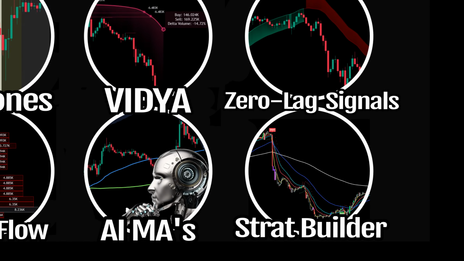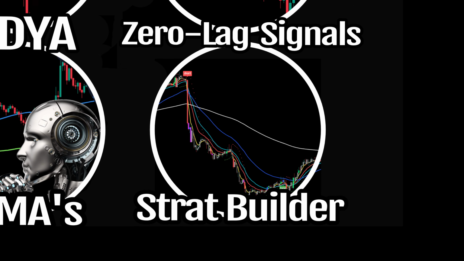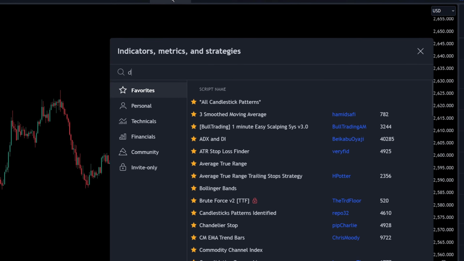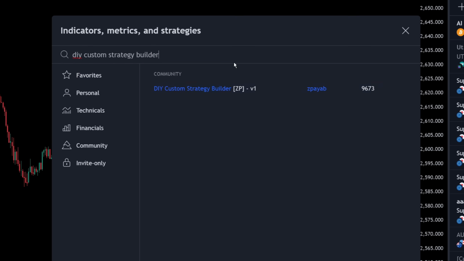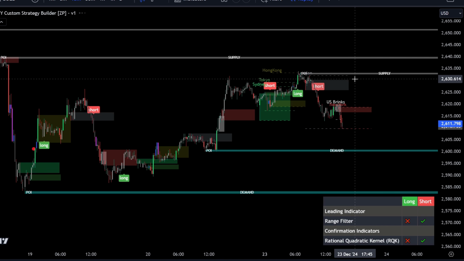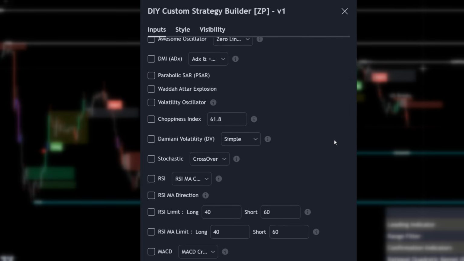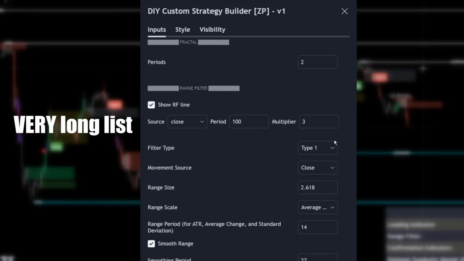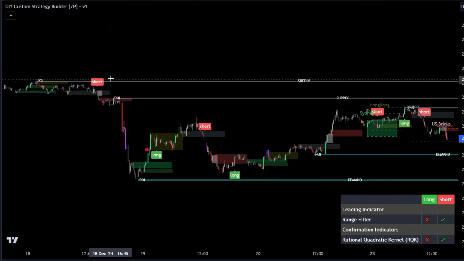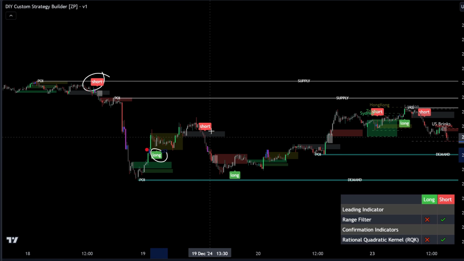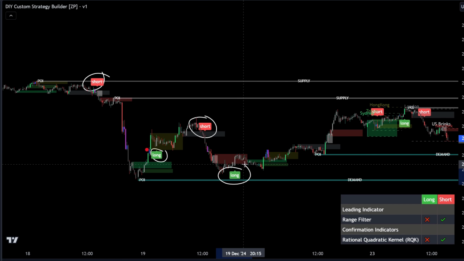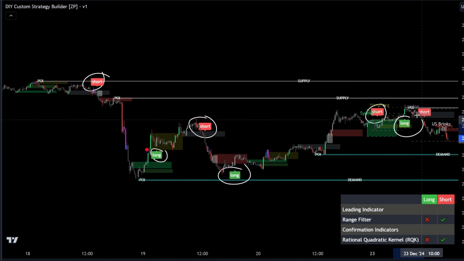And now the final one, the Custom Strategy Builder. I have no idea how this kind of indicator is still free. To add it, search DIY Custom Strategy Builder and select this one by ZPIAB. If you're on the free plan of TradingView or just don't like the hassle of having many indicators, this indicator is perfect for you. It has every single indicator that you could imagine that you can combine to make a custom strategy by yourself and get exact entry and exit signals without having to analyze each of the indicators, which can save a lot of time and make you react much faster.